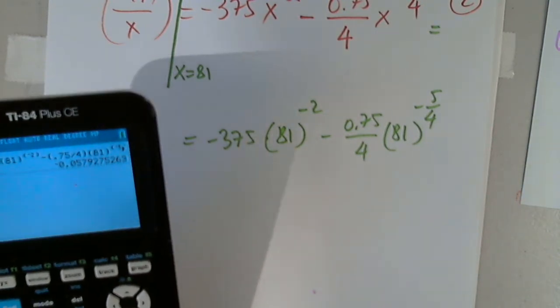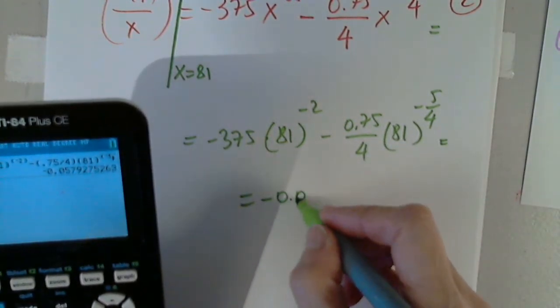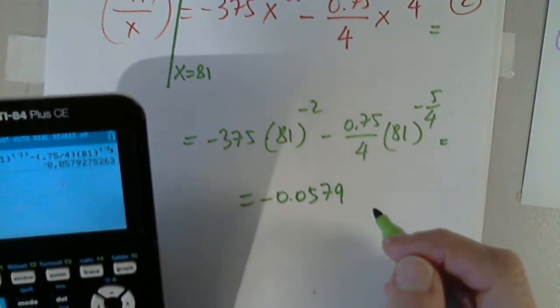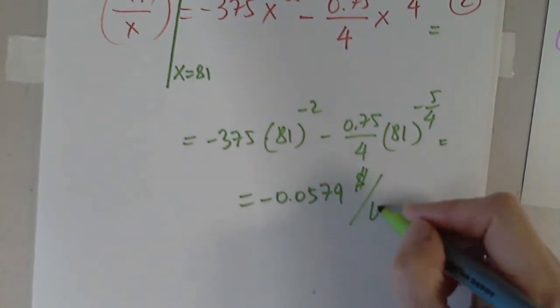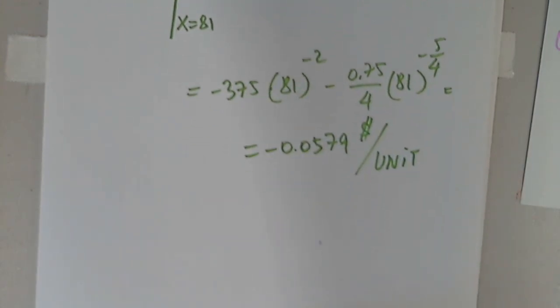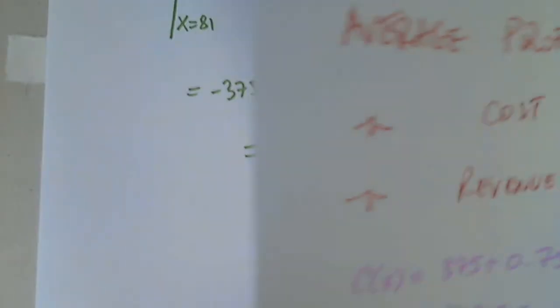So I got negative 0.0579. Measurement unit, of course, is dollars per unit. The average rate of change of the cost with respect to units. Any questions? All the others are the same, meaning if we're asked to find the rate of change of the average revenue, average cost, average profit, all the same.